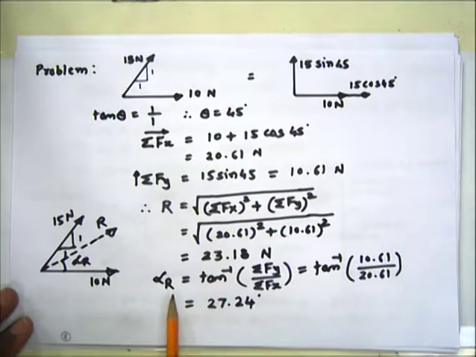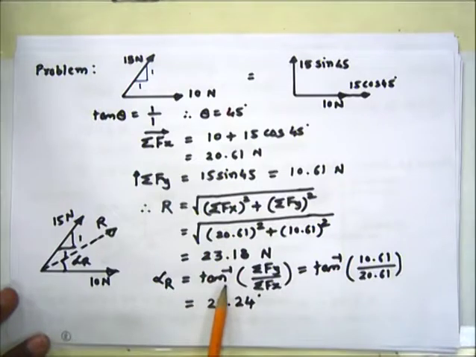Then the direction of that resultant is given by tan inverse sigma Fy by sigma Fx, which is equal to tan inverse of 10.61 divided by 20.61, and that value is 27.24 degrees. Mind well, this is with the positive x-axis.